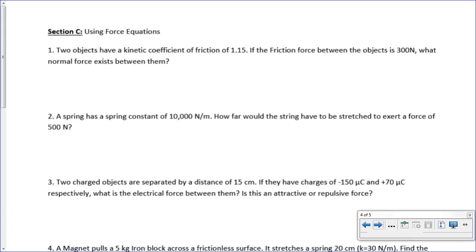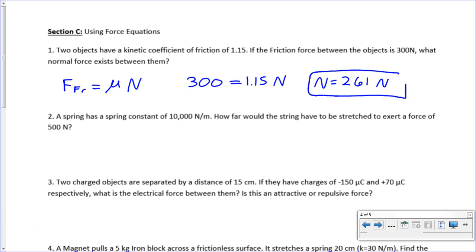So in this one, it's a friction problem, so you'll be given the equations, but just to write it out here, the equation that we're going to be using is F_fr equals mu, the friction coefficient, times the normal force. All right, well, we have the friction force. All right, the friction force is 300 newtons, equals, and then the mu, in this case, is 1.15, and the unknown is the normal force. And so if you solve that for N, you get N equals 261 newtons. And that's all there is to this one. Just write out the equation, plug in the numbers, solve for what's unknown.